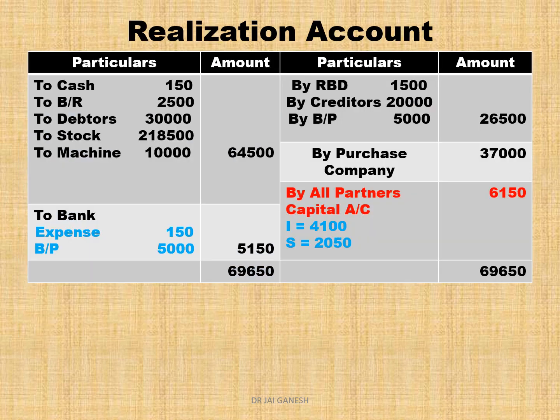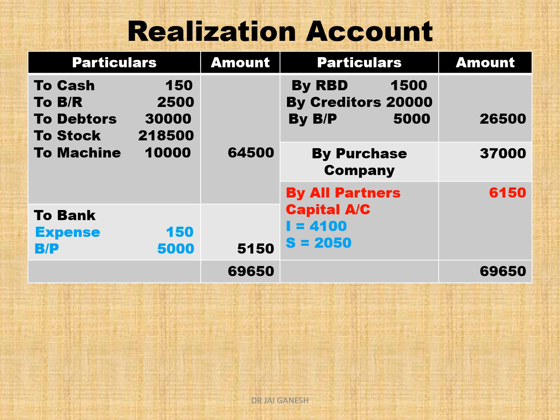Now the realization account. Step 1: transfer all assets from the balance sheet to the debit side. We write to cash, to BR, to debtors, to stock, to machinery. So bring all the assets in the balance sheet to the debit side. So total assets brought in towards the debit side is 64,500.